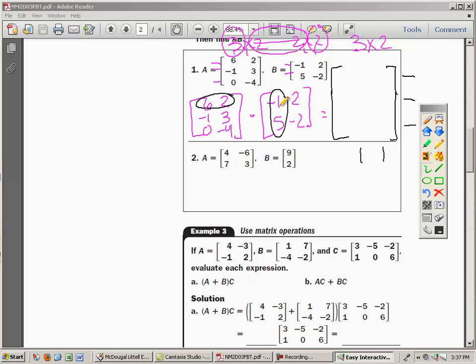6 times -1 is -6. 2 times 5 is 10. So -6 plus 10 becomes +4. And so my first entry is +4.